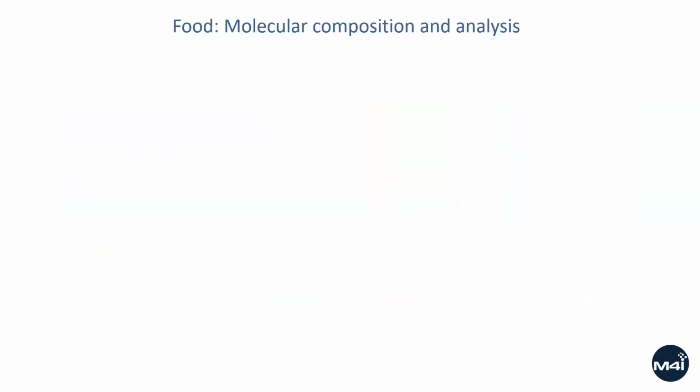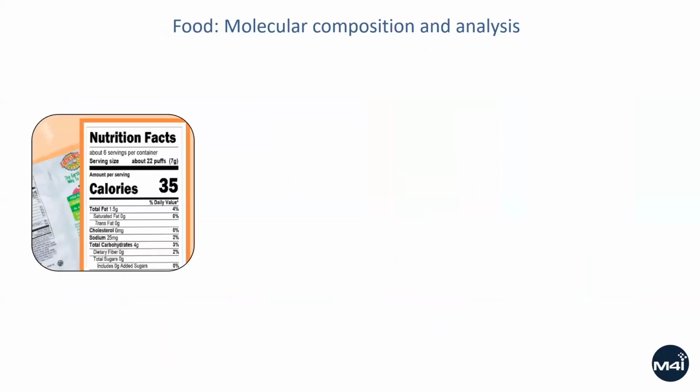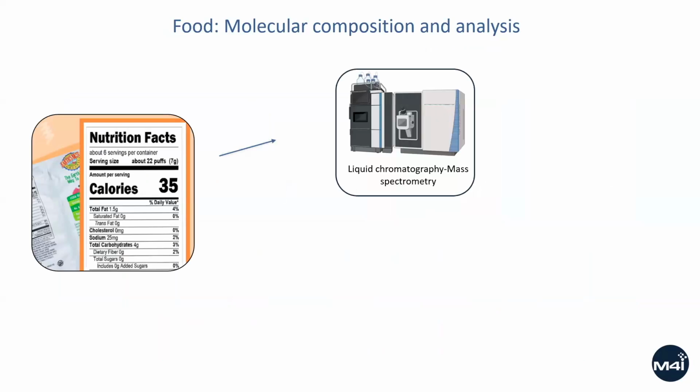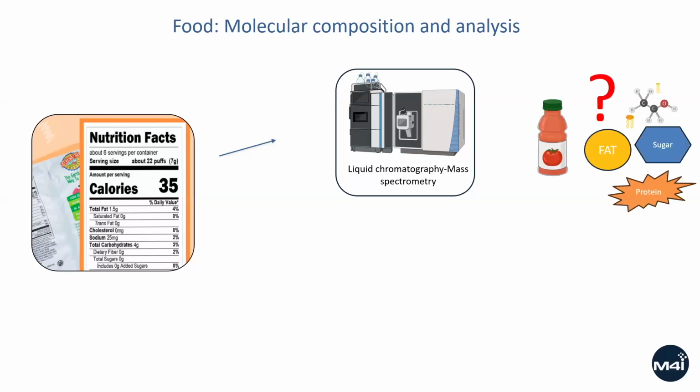So coming back to food and imaging, we all are very familiar with such labels. We look at carbs or lipids or proteins of our food. And how do we get the identities or quantities of those molecules? One of the very common techniques, maybe some of you are using alongside your imaging techniques, is liquid chromatography mass spectrometry. And you get the composition of your food.